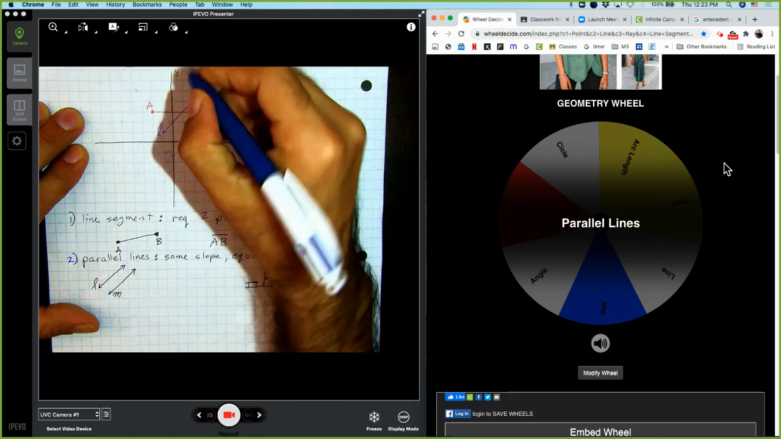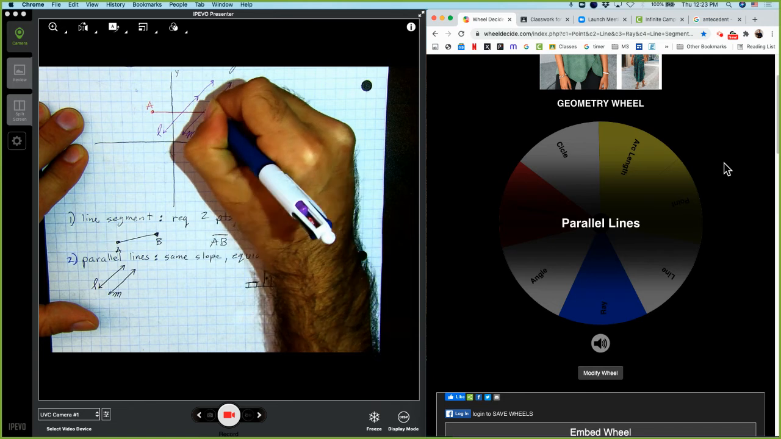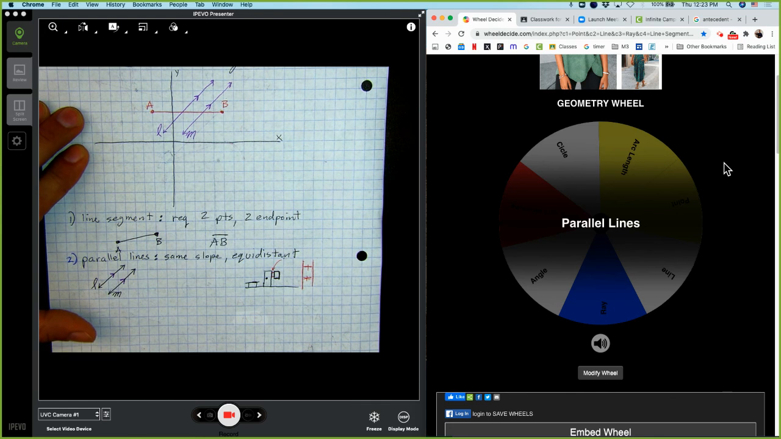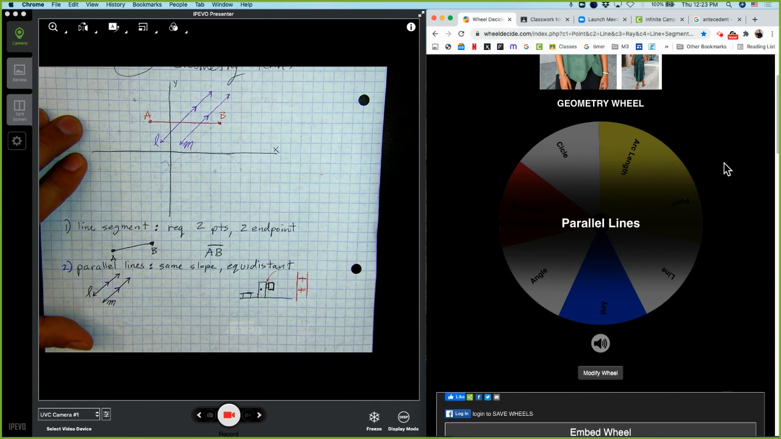All right, guys, look. I want you to put these little arrows on your parallel lines. That shows that they're parallel. Okay? That's how we show that they're parallel. And I could see here that line L and line M are parallel. Great.